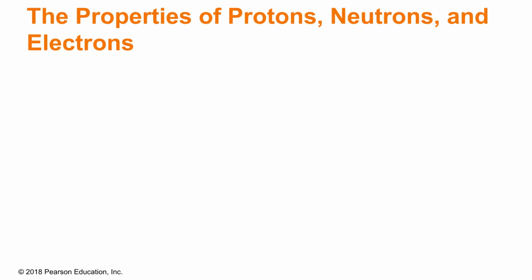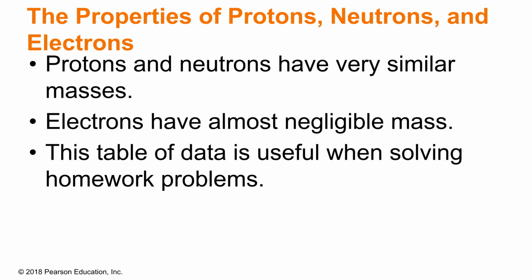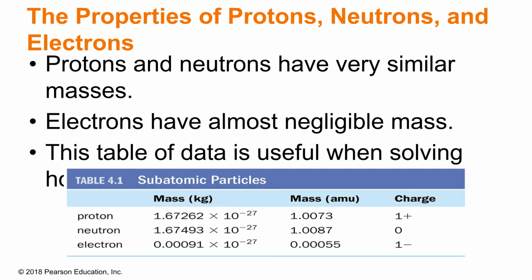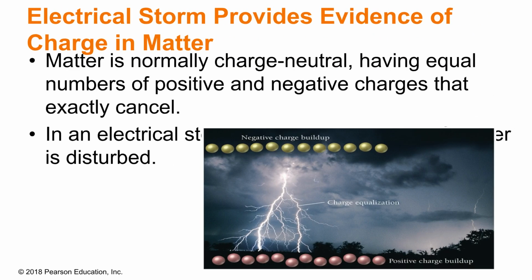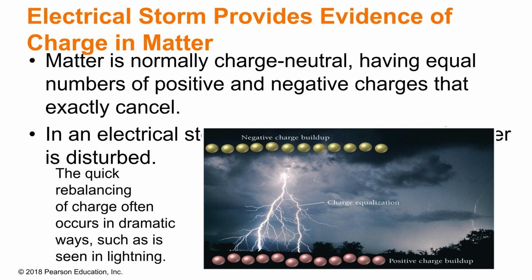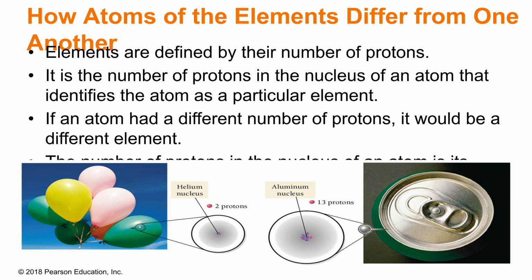Let's look at the subatomic particles. Protons and neutrons share very similar masses, while electrons have negligible mass. This table provides the data needed for your homework. Matter is typically charge neutral. However, in an electrical storm, this balance is disturbed, leading to the rapid, dramatic rebalancing of charge we observe as lightning.